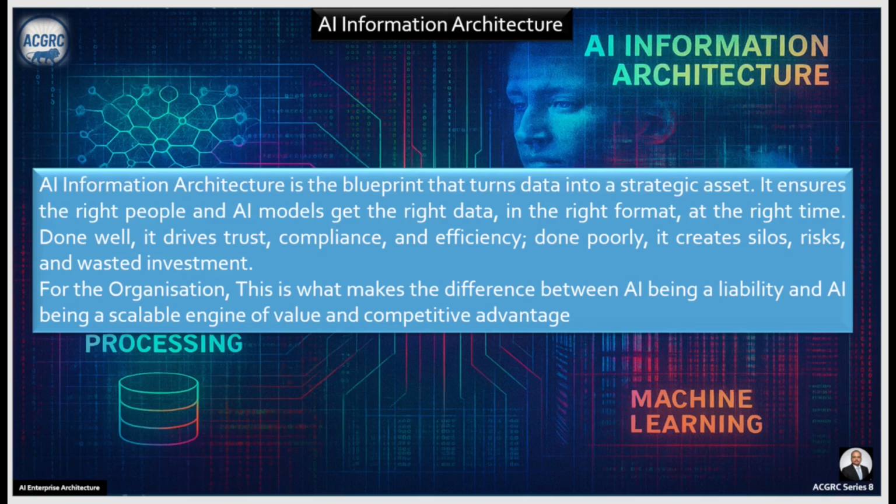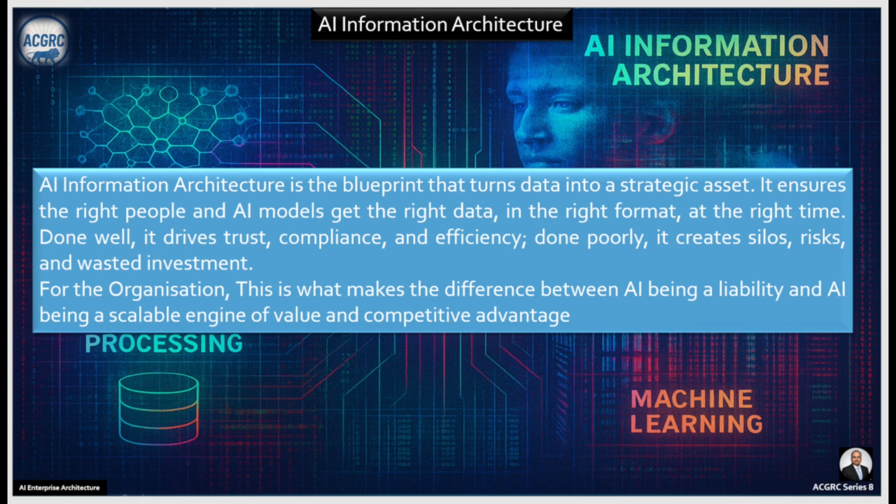So, AI information architecture is the blueprint that turns data into a strategic asset. It ensures the right people and AI models get the right data in the right format and at the right time. When done well, it drives trust, compliance, and efficiency. If done poorly, it could create silos, create risks, and there is a wastage of the investment the organization has done. For the organization, this is what makes the difference between AI being a liability and AI being a scalable engine, bringing value and competitive advantage to the table.